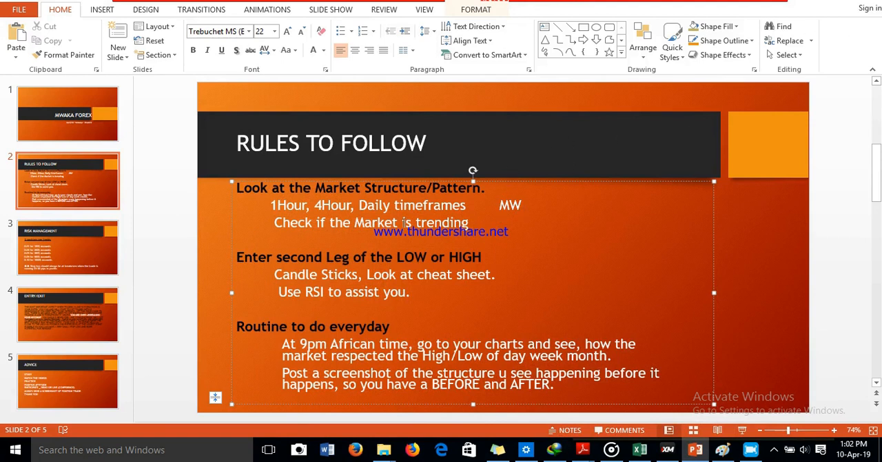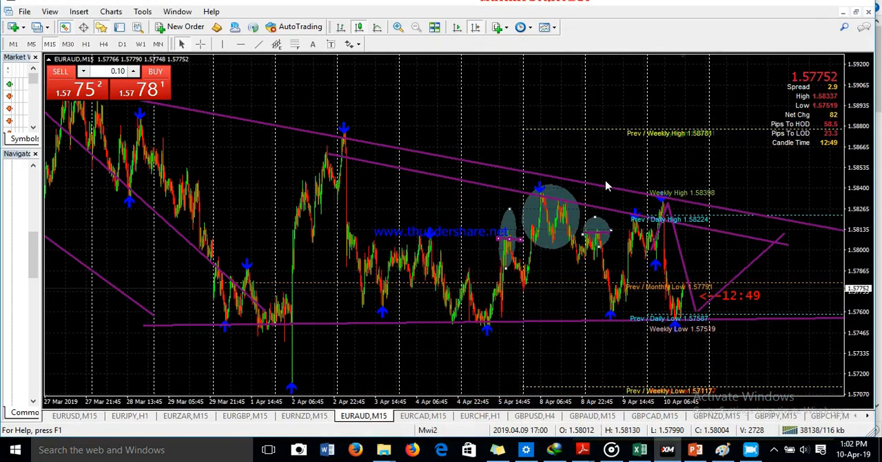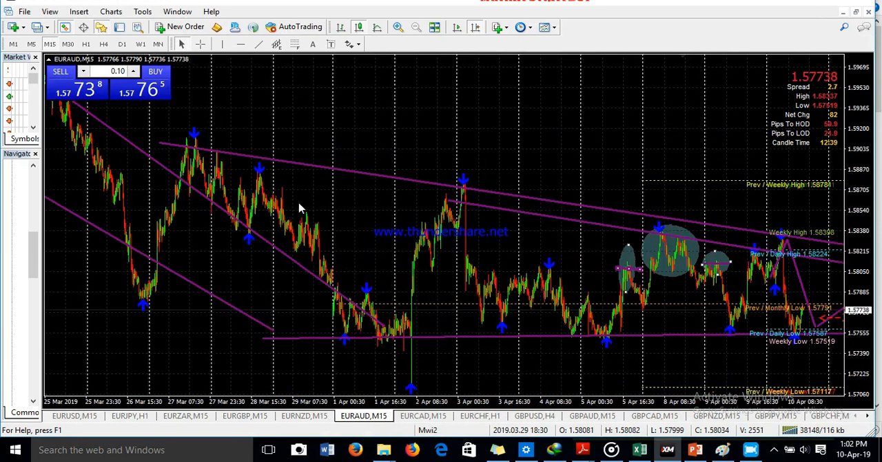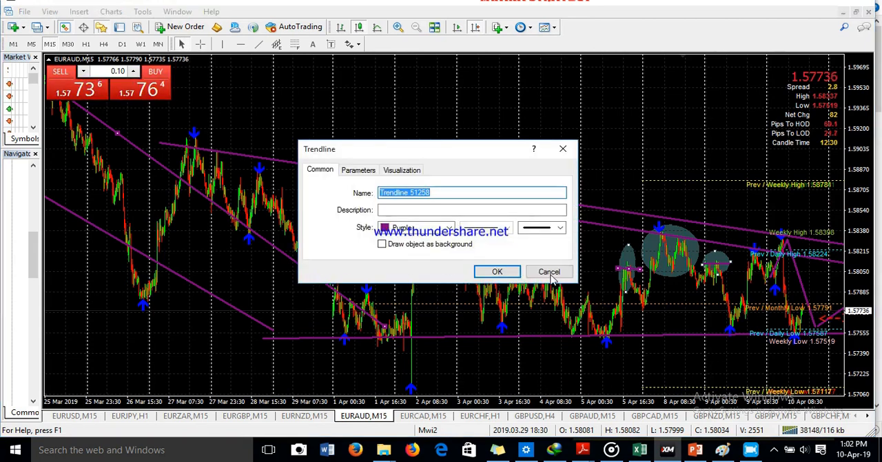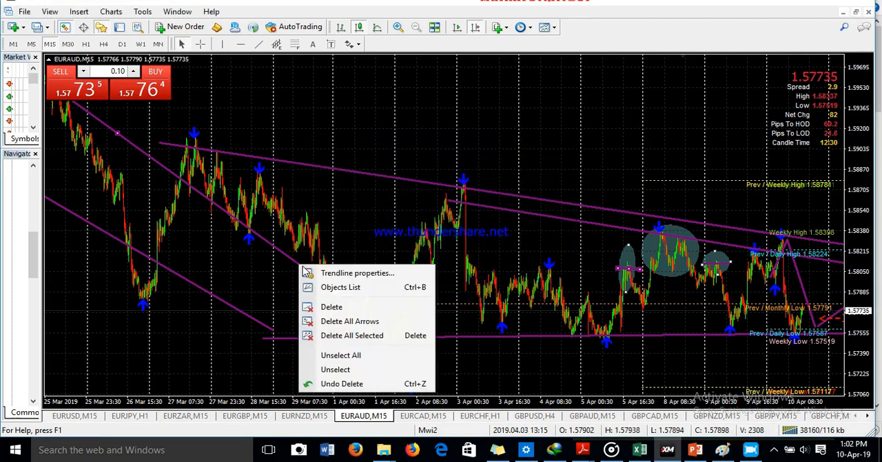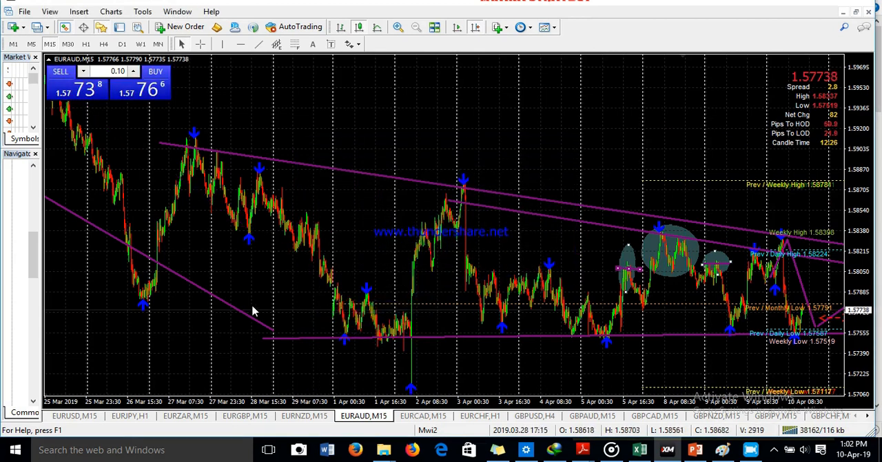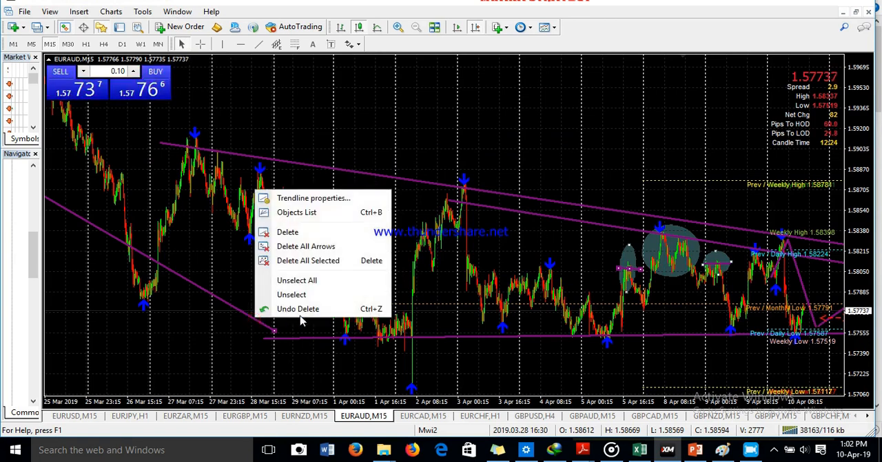And the second thing I want you to look at is the what? Check if the market is trending. Check if the market is trending. So if you want to check if the market is trending, you can start drawing a line. Yesterday I just looked at this. This I drew right now, so we can remove this. I just drew it right now. I'm sure people saw this when I was drawing this line.